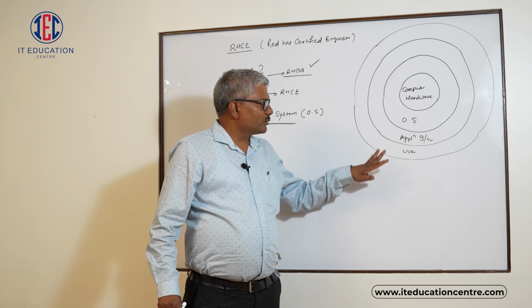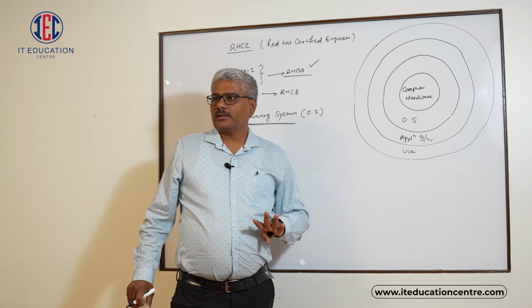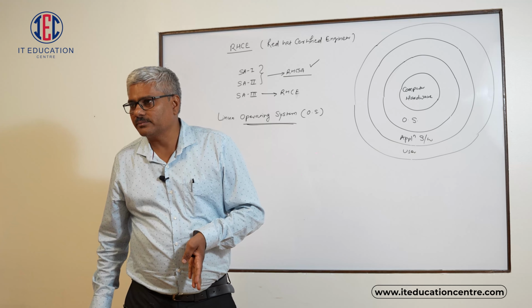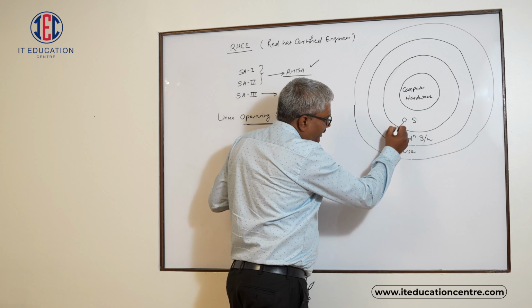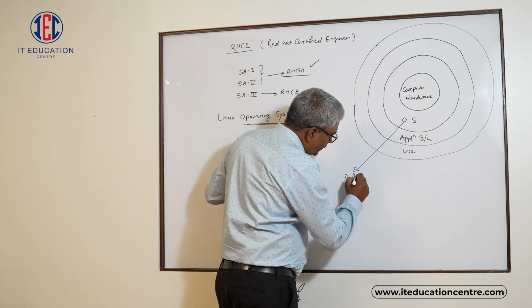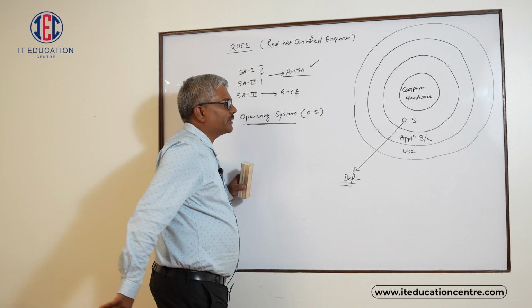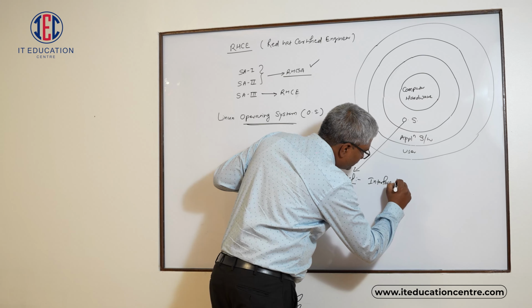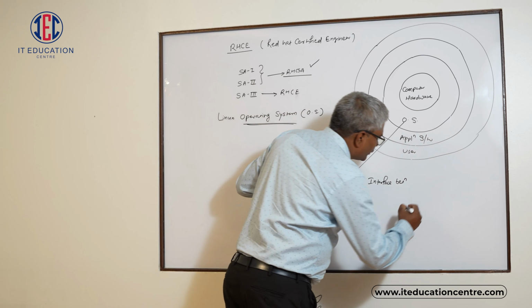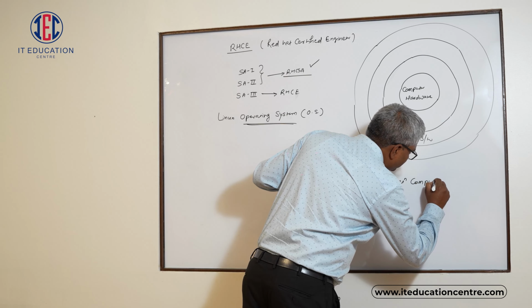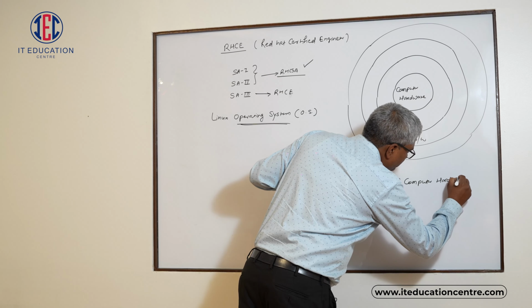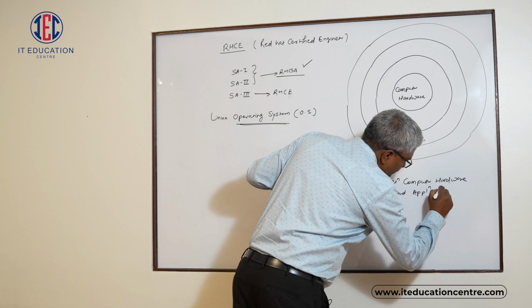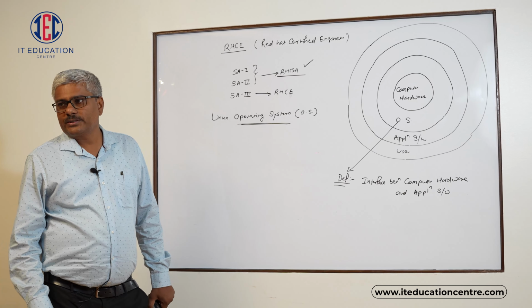The user has nothing to do with the operating system. He wants to work on application software, but application software requires a base of operating system. So if I want to define what the operating system is, according to this diagram, the operating system is an interface between computer hardware and application software.